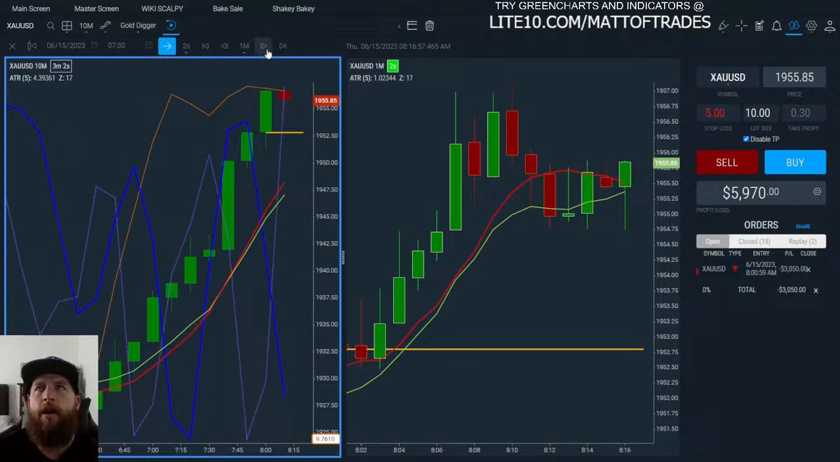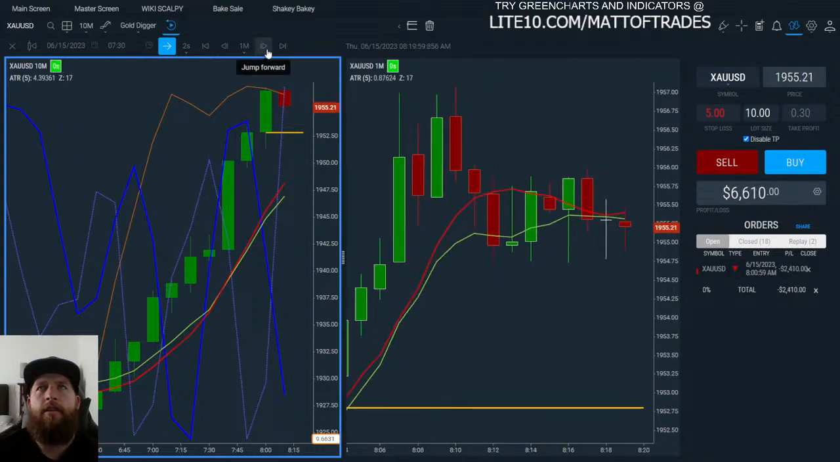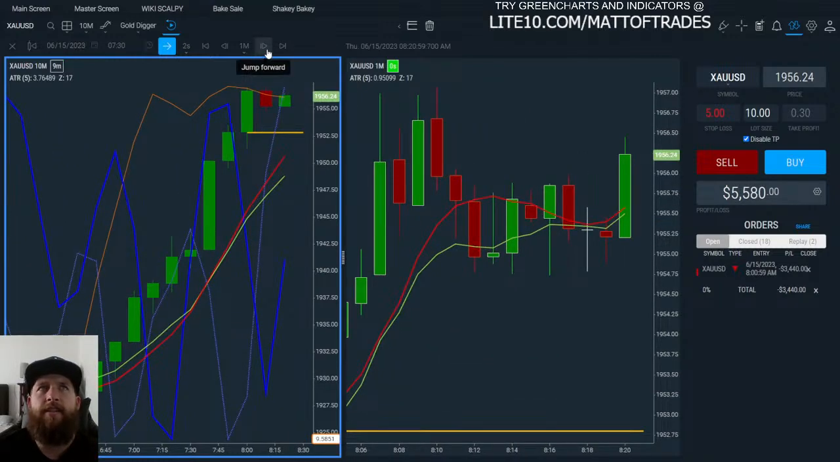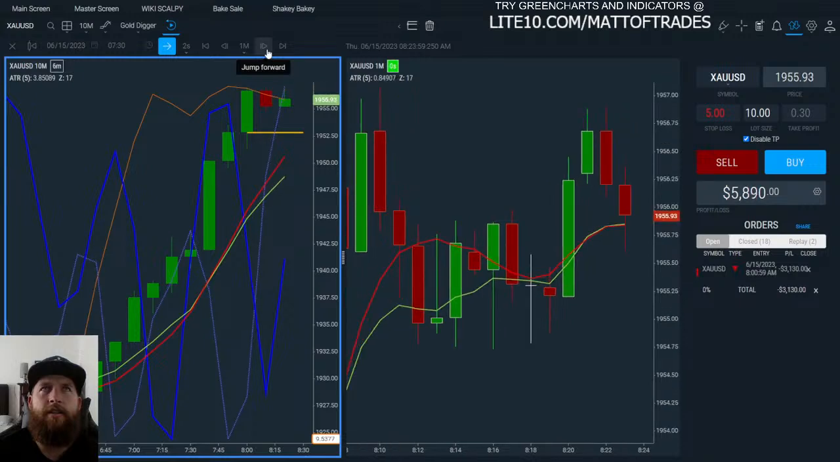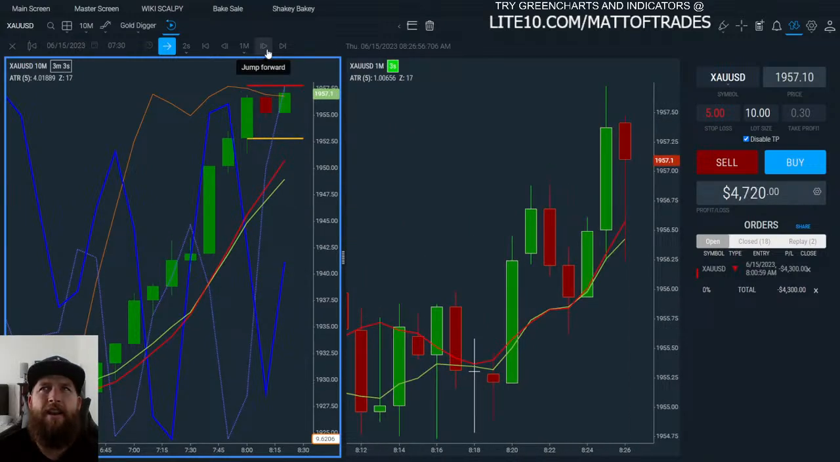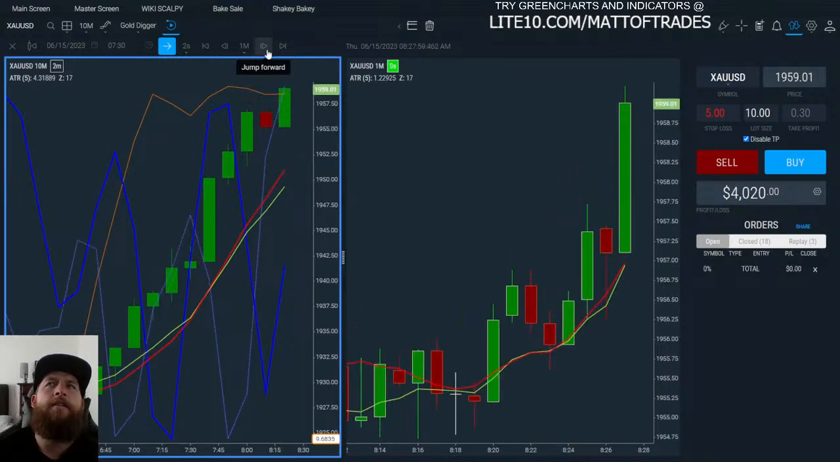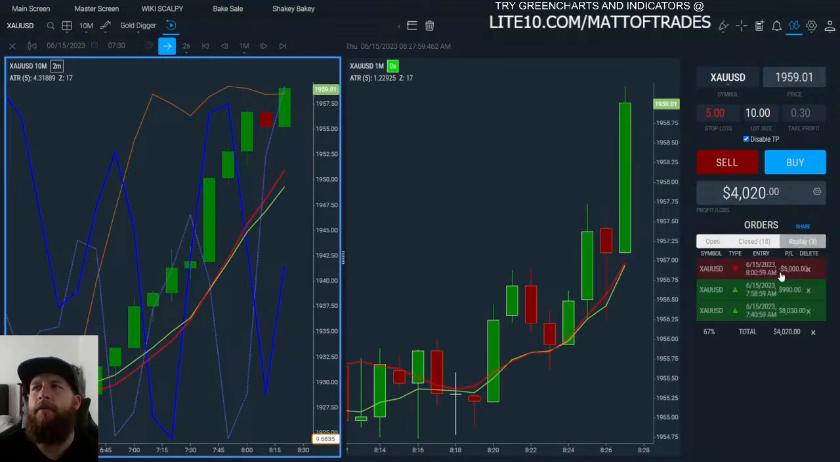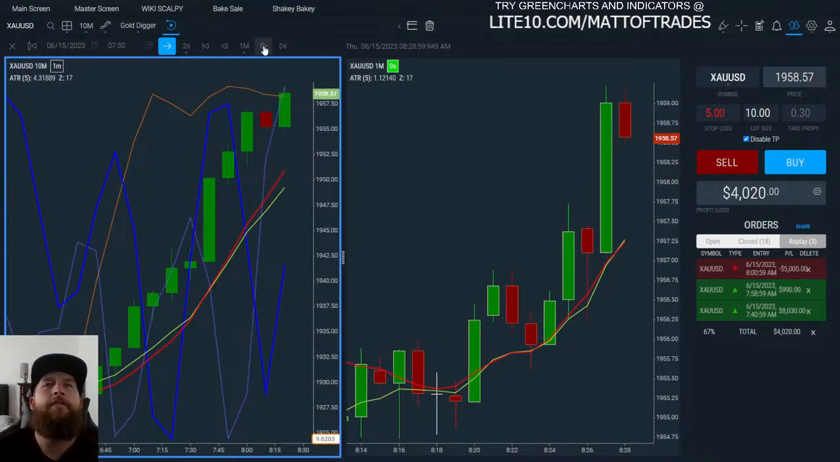Just overbought, which is why it wants to give us sell signals. Oh, man. Get down. Oh, man. We got the full $5,000 loss there. Still up $4,000 though.